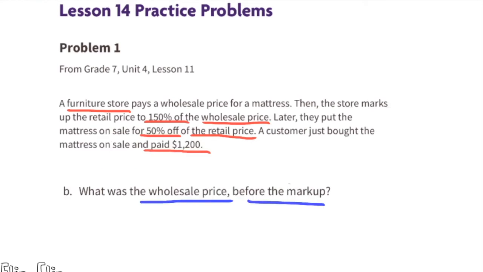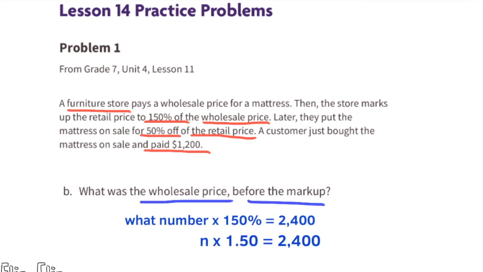B. What was the wholesale price before the markup? Since it was marked up to 150%, we can ask what number times 150% equals 2,400. We can rewrite that as n times 1.5 equals 2,400. Next, solve for n by dividing both sides by 1.5.